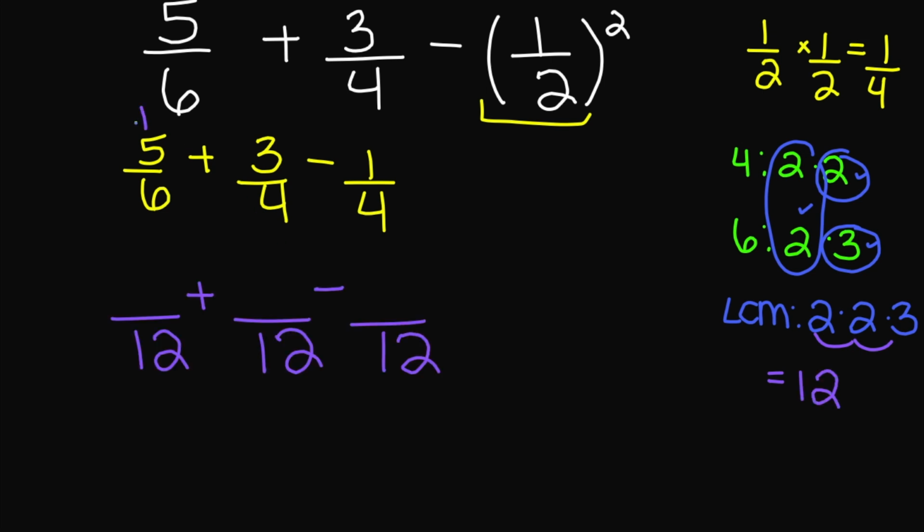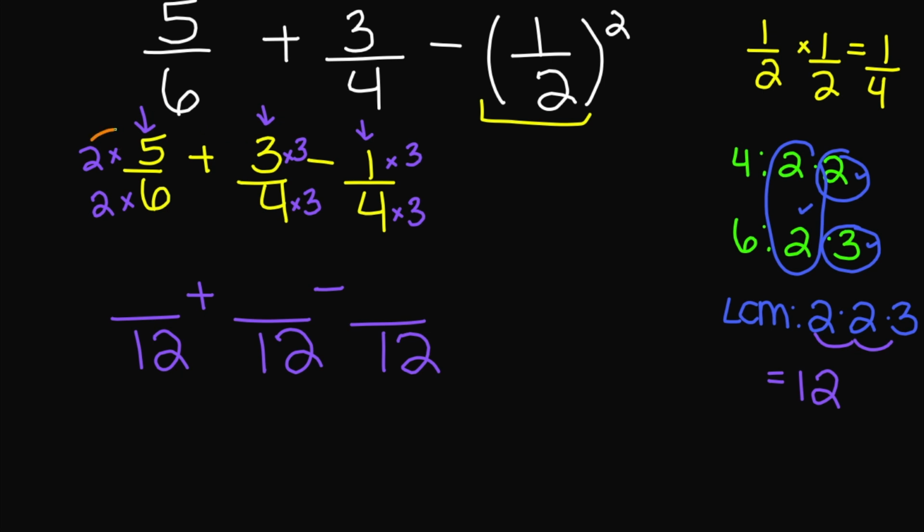All right, so let's look at my 5 over 6. What number times 6 is going to give me 12 in my denominator? And that's going to be the number 2. So I multiply top and bottom here by 2 because 2 times 6 is going to give me 12. My 3 over 4, what number times 4 is going to give me 12 in my denominator? And that's going to be the number 3. So I'll be multiplying top and bottom here by the number 3. 1 over 4, what number times 4 is going to give me 12 in my denominator again? And that's also going to be the number 3. So we'll be multiplying top and bottom here by 3.